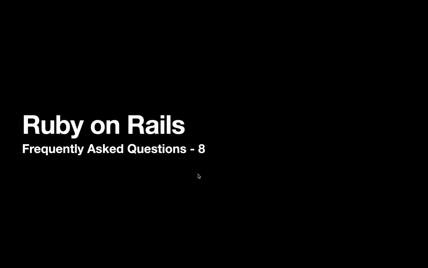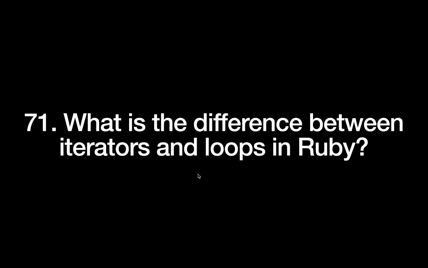Okay, so let's start with the first question from this video. What is the difference between iterators and loops in Ruby? Both iterators and loops are used to repeat the execution of some statements for n number of times. But an iterator never falls into infinite execution, while a loop may fall into infinite execution if the condition is not defined correctly. And why does an iterator not fall into infinite execution? Because an iterator works over a finite range of elements, or a finite collection.